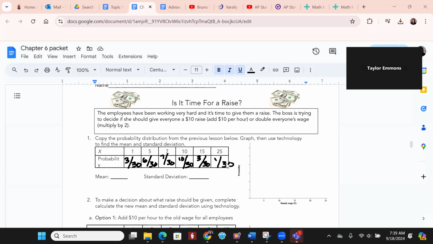Okay, so how do we find the mean and the standard deviation of this? Go ahead and take a moment. Go ahead and find the mean and the standard deviation.